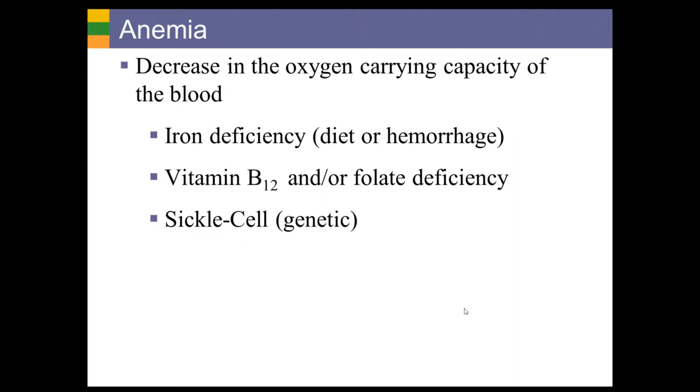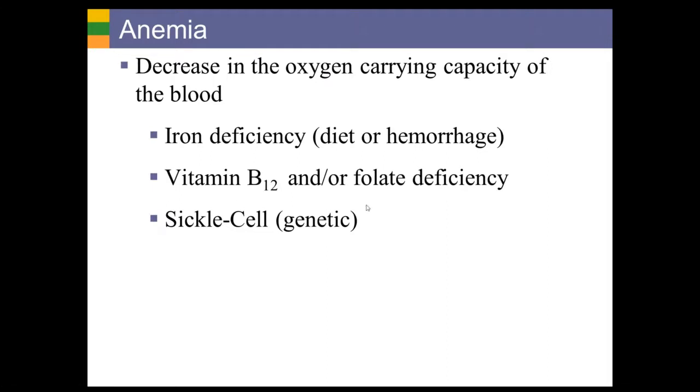Iron is a component of hemoglobin. If you don't have enough iron, the body can't make sufficient amounts of hemoglobin. So you're going to have a decrease in hemoglobin in your red blood cells, and that's what carries oxygen. So you're going to have a lower oxygen carrying capacity of your blood.